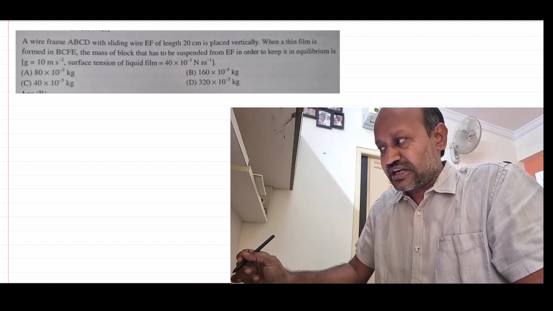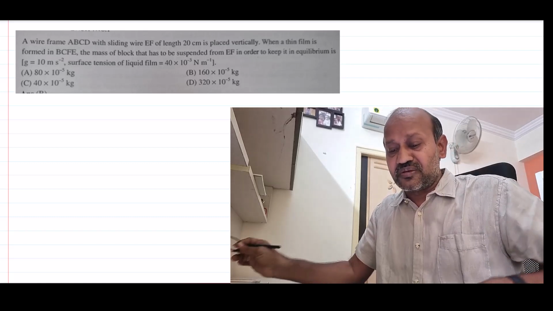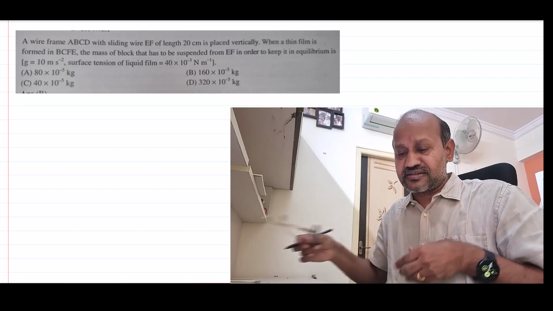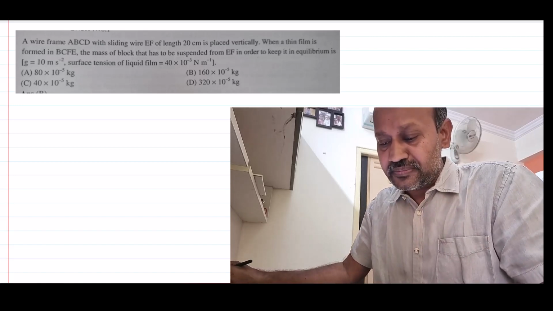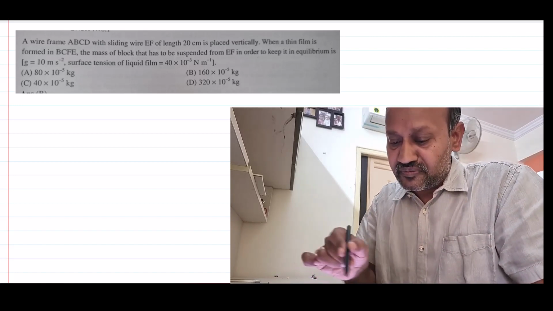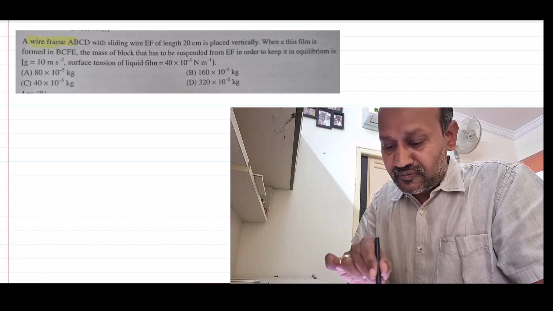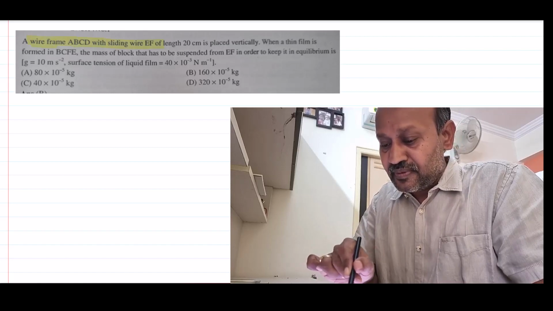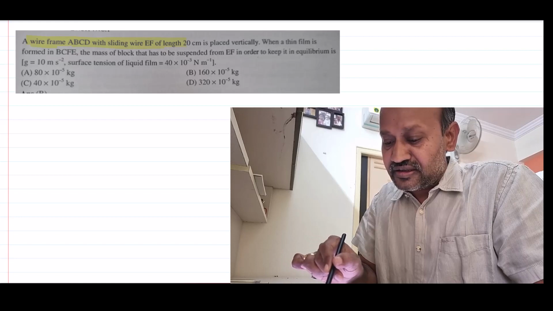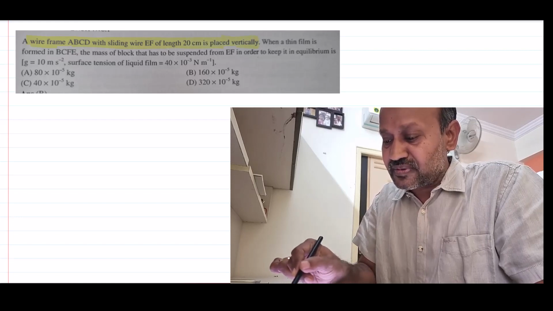We are trying to solve a problem in surface tension. The problem is given like this. A wire frame ABCD, let me just read out the problem for you. A wire frame ABCD with a sliding wire EF of length 20 centimeter is placed vertically.